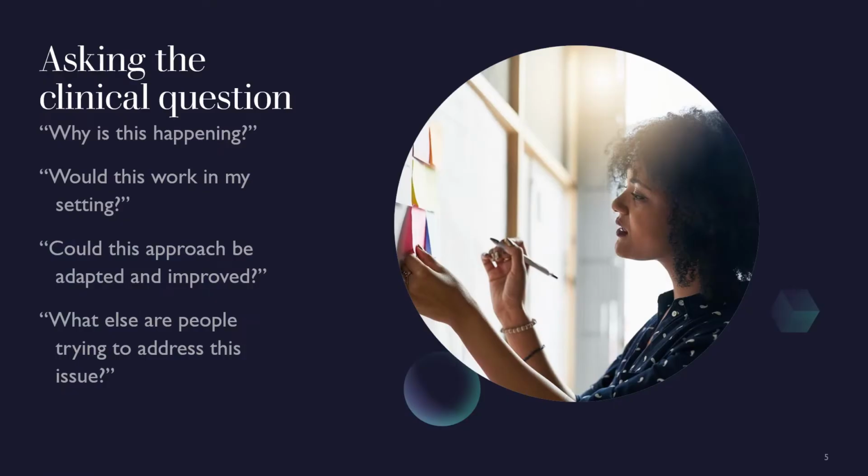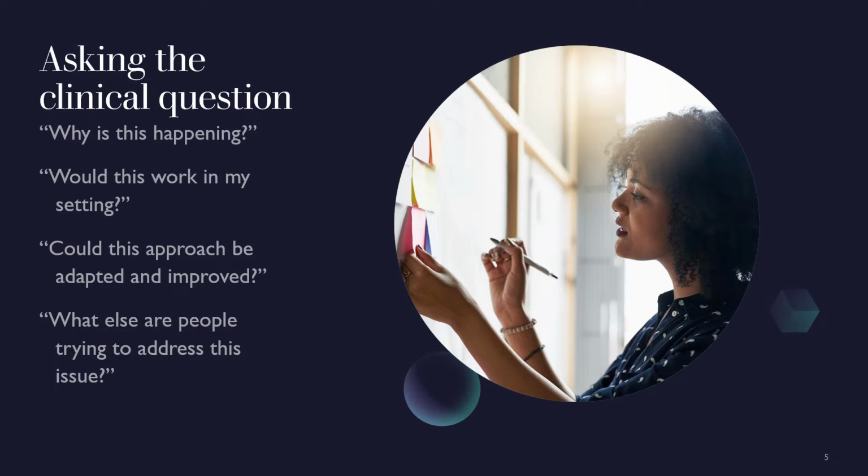So the first step is to ask the clinical question. You observe something, a phenomenon in your practice, or you read an article that prompts you to question whether what you're reading about could be applied in your own setting, and you ask these possible questions. Why is this happening? Why am I observing this phenomenon in my patient? Would this work in my setting?